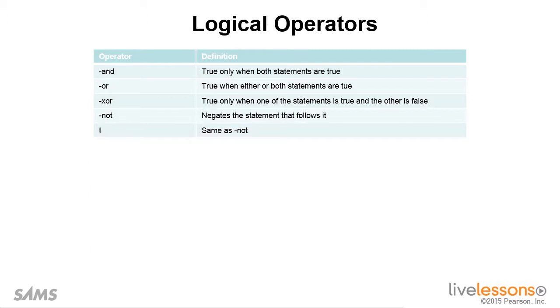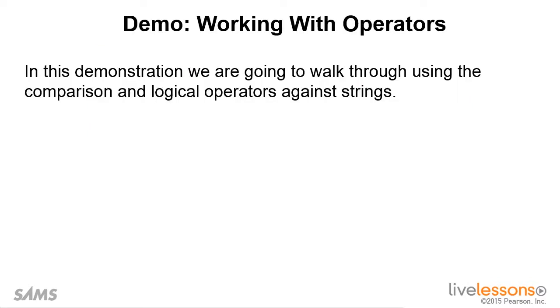There are also logical operators. These can be used so that you can join together two comparisons, or even more. The -and one is the one that I see used the most. However, there are use cases for the other ones also. Instead of talking through each and every one's functionality, let's jump into a demonstration of working with these different operators.